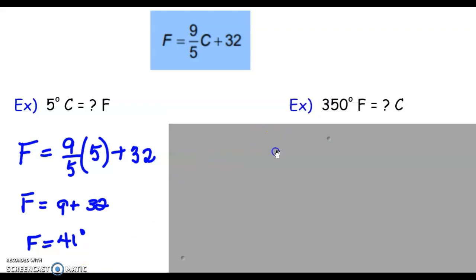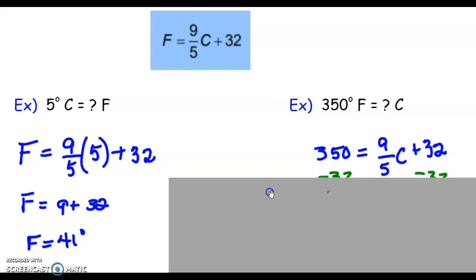Now, what if instead I wanted to convert from Fahrenheit to Celsius? I can still use this formula, it's just a little bit more involved. So this time what they've given me is the Fahrenheit degrees, so I have to put that over on the left and set it up like this. All right, so 350 is equal to 9/5 C plus 32.